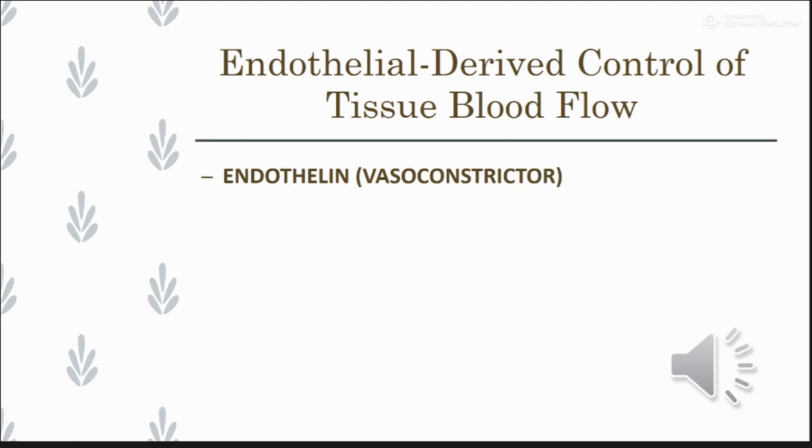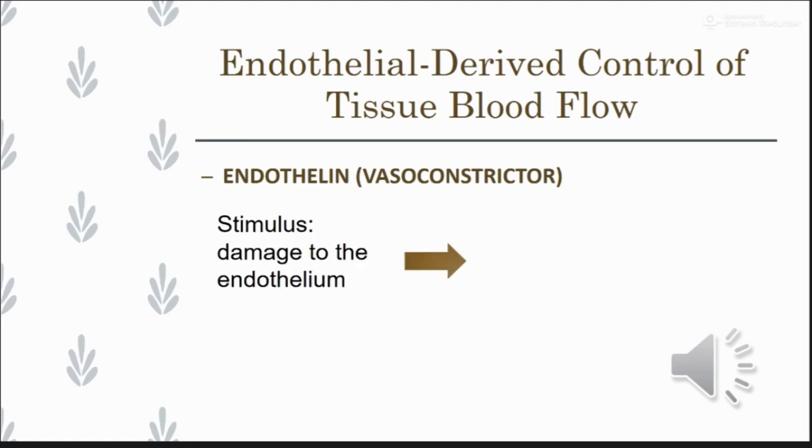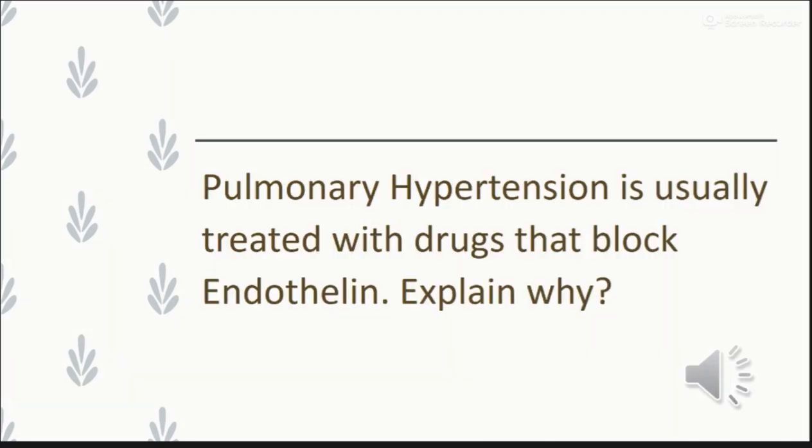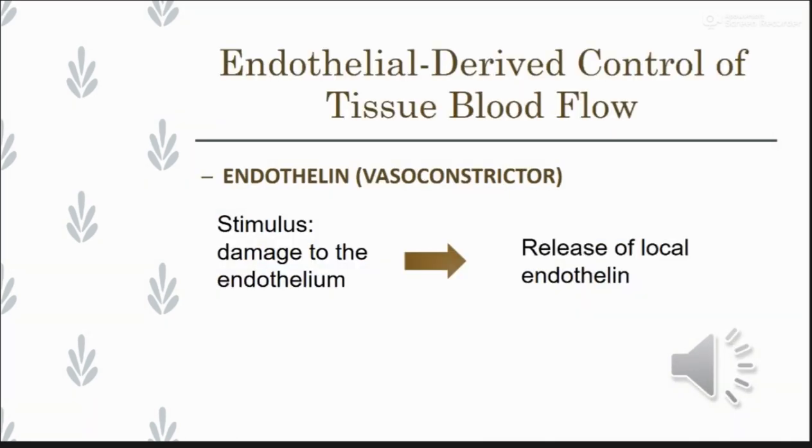Okay, we also have your endothelin. Endothelin, on the other hand, is a vasoconstrictor. This is present in the endothelial cells of all or most blood vessels, but it is greatly increased when the blood vessels are injured. So again, the stimulus will be damage to the endothelium, and there will be release of local endothelin. Why? It helps to prevent extensive bleeding from the arteries.